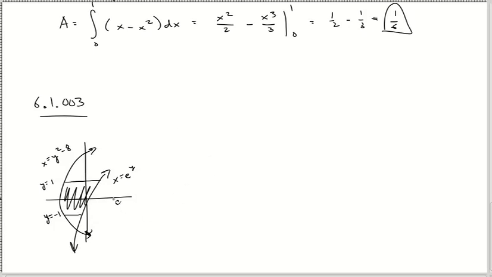Anyways, let's just find this area. As far as top and bottom is concerned, I think that I'm going to call this one my top and this one my bottom, because this one here is more positive.